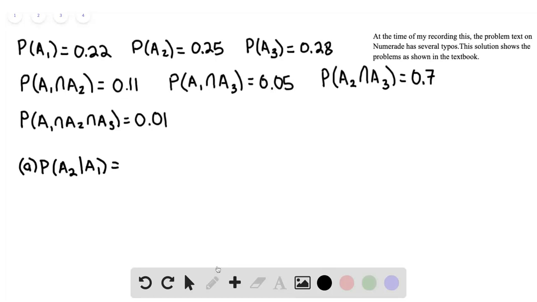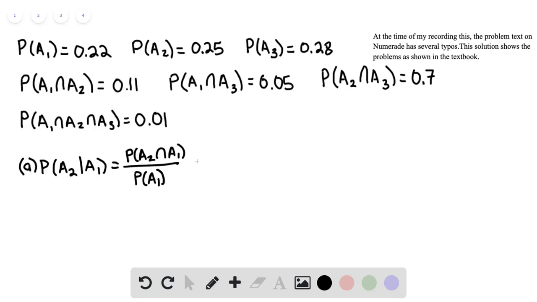All right, in a previous problem, we were given a bunch of probabilities that a certain firm will get awarded certain projects. And we're supposed to now find some conditional probabilities as well as interpret them in the context of the problem. So let's start with part A, the probability of A2 given A1. And for this, we're going to use our definition of conditional probability. So that's going to be the probability of A2 intersect A1 all over the probability of A1.